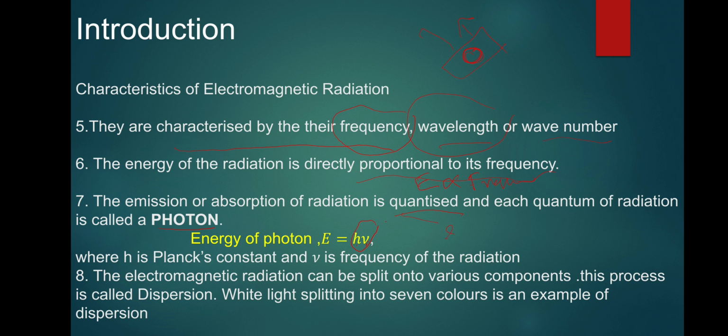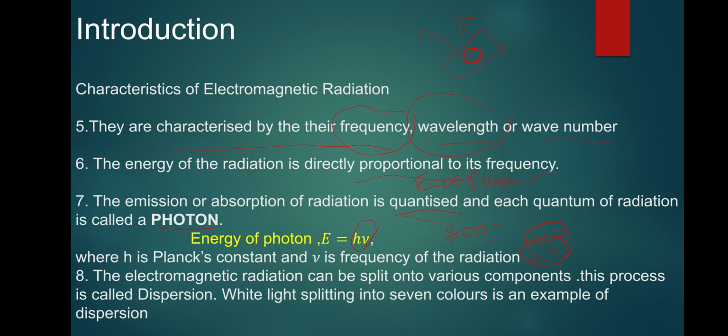So when visible light or 800 nanometer light passes through a material and the energy is absorbed, the energy of that light is h into nu. If you are given the wave number, you have to convert it into frequency. Only after converting to frequency and multiplying with the h term is it the energy.